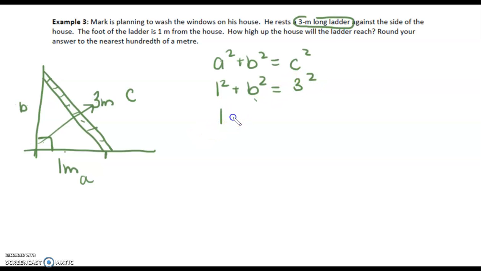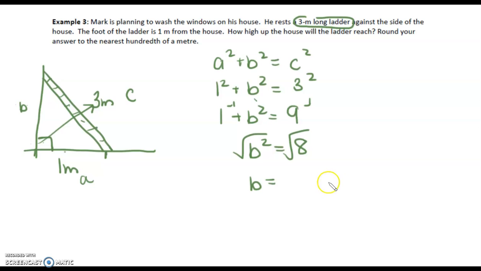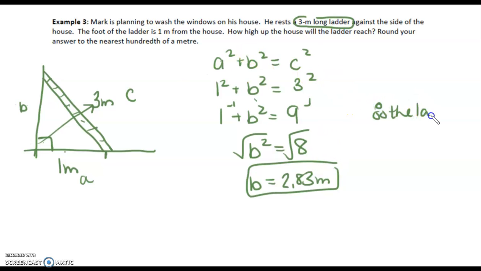So we get 1 plus b squared equals 9. So how do we isolate for the b squared? Subtract 1 from each side. We get b squared equals 8. And then what we want to do is just root it. We get 2.83 meters. Because this is a word problem, we're going to say, therefore, the ladder reaches 2.83 meters up the wall.